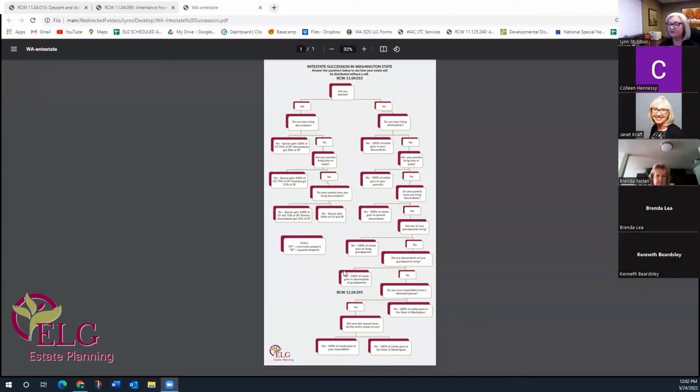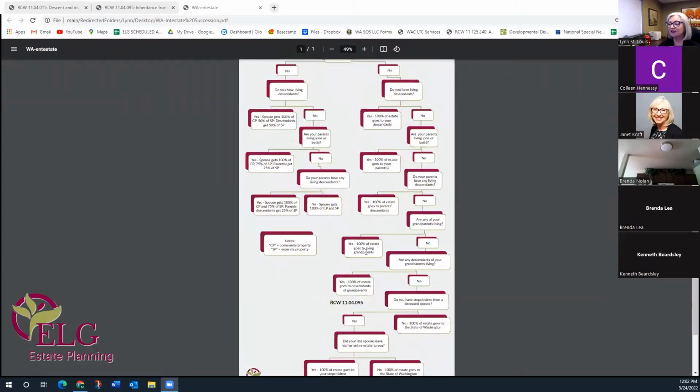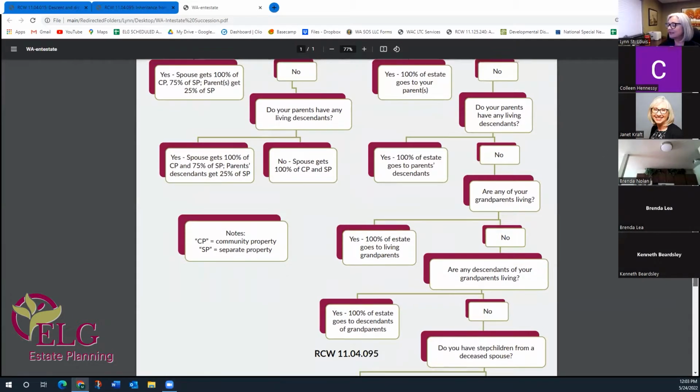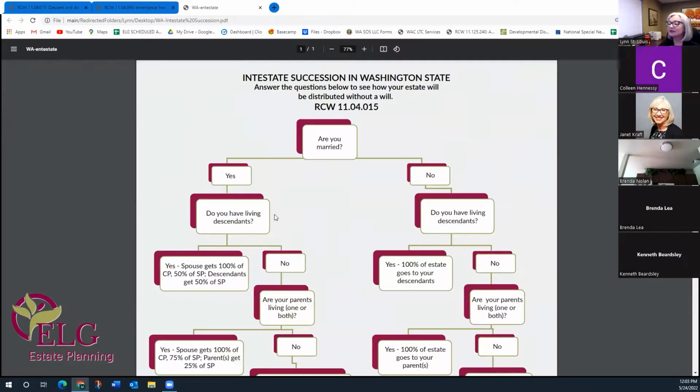What is a graph to show you intestate succession in Washington state. And what that means when I say intestate is what happens if you don't have a will. So think of what it says, last will and testament. That means you have a will. Intestate means you don't have a will.